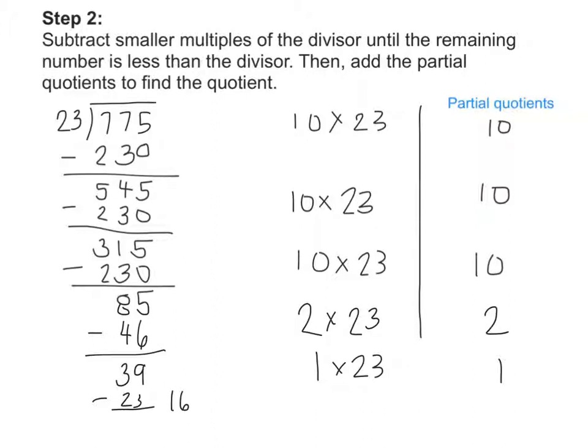Okay, then it says subtract smaller multiples of the divisor until the remaining number is less than the divisor. Are we there? Yes. Then add the partial quotients to find the quotient. So we need to add 10 plus 10 plus 10 plus 2 plus 1. What is that? Adriana? 33. Okay, and do we have a remainder? What's the remainder? 16, right? So our answer then is 33.